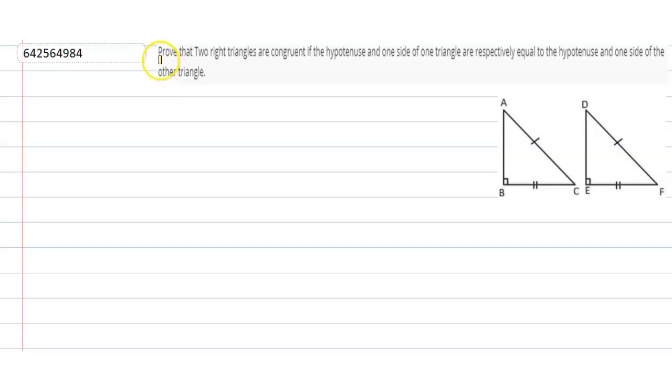So the theorem is: prove that two right triangles are congruent if the hypotenuse and one side of one triangle are respectively equal to the hypotenuse and one side of the other triangle. Here I have taken two triangles, triangle ABC and triangle DEF, and both the triangles are right triangles. A right triangle means a triangle in which one angle is of 90 degrees.